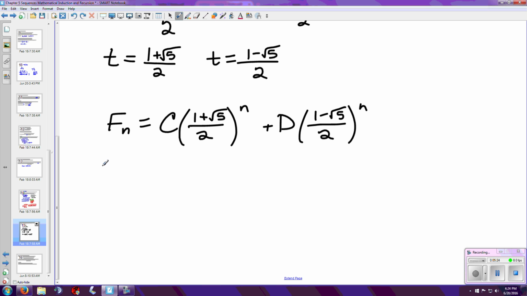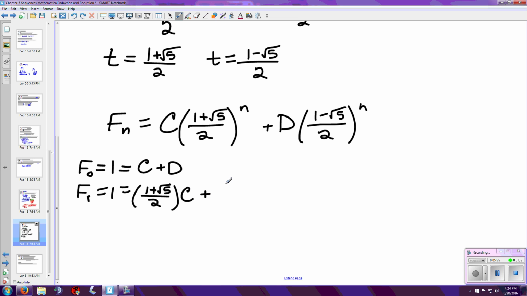This is where things get a little bit hairy. So if we plug in our initial values, we have f0, which is 1. When you plug in zeros, you get just c plus d. And f1 is also equal to 1, which is each of these are intact, right? So we have those as coefficients: 1 plus square root 5 over 2 times c plus 1 minus square root of 5 over 2 times d.